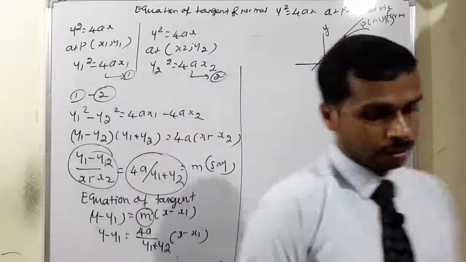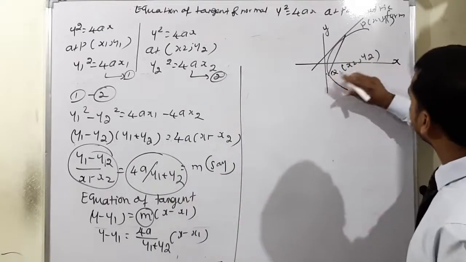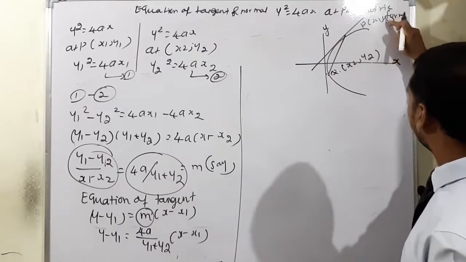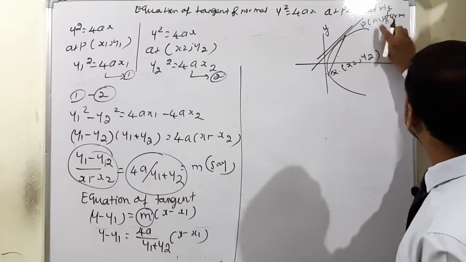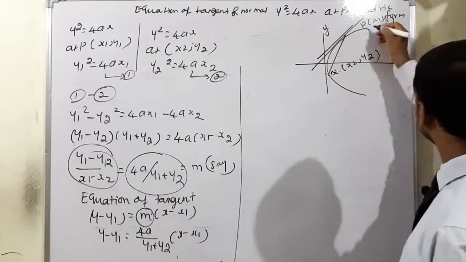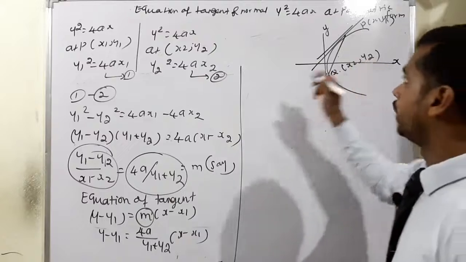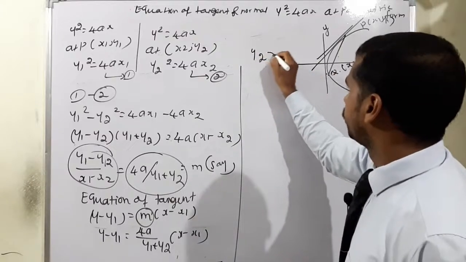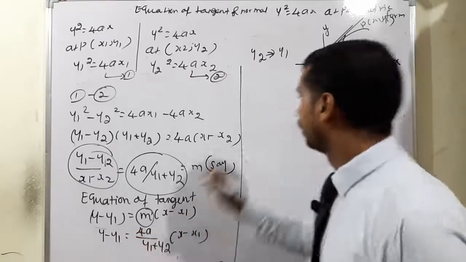Now the condition: for the equation of tangent, the point on the normal line is also considered as y1. This is the line considered, and for the tangent line x1 y1 is equal to x2 y2. So instead of y1 we can also consider y2. Equating the value of y1, what will happen?